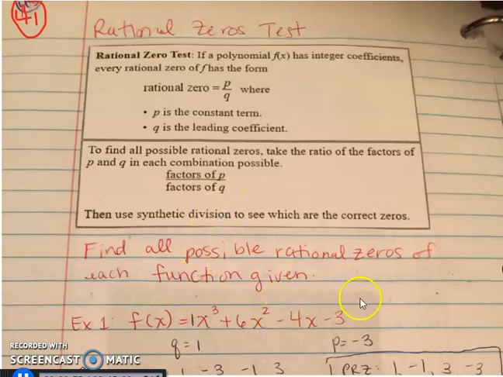Afterwards, we'll use synthetic division to see which are the correct zeros. If we end up with a remainder of 0 in our synthetic division, then we have found one of our zeros. And so we can check the others for your rational zeros test to see if there's any others.